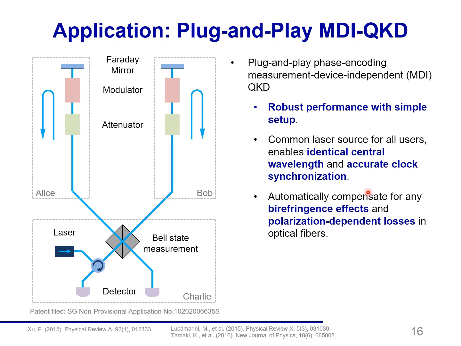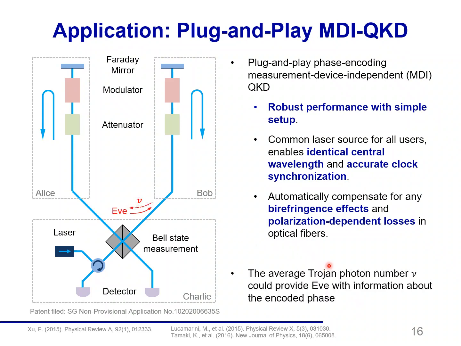But the main issue limiting the application of such plug-and-play type is the Trojan horse attack. Because of this two-way structure, the eavesdropper can always send a strong light and collect the reflected photons. The average photon number could provide Eve with additional information about the encoded phase. So that is why we need a power limiter here to limit the amount of input power.